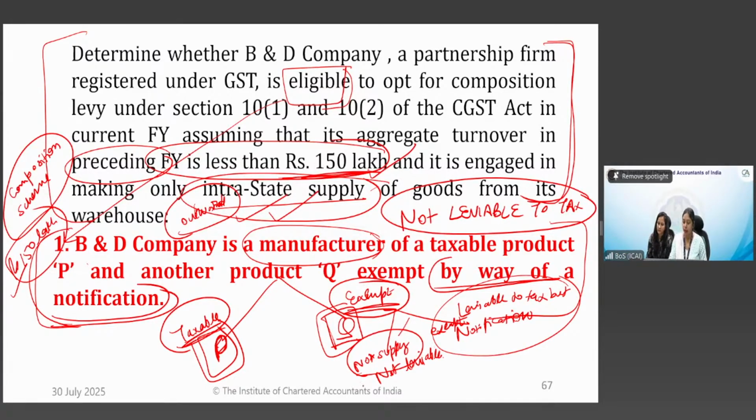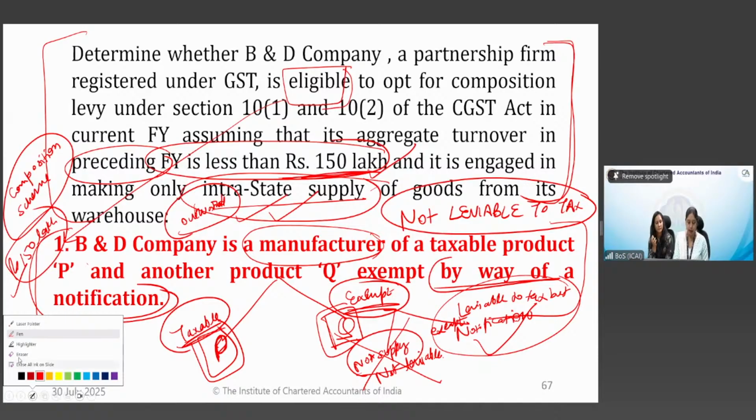So what is barred from composition scheme is this, but this is not barred. अगर आप leviable to tax हो but afterwards by way of notification your supply has become exempt, in that case composition scheme is not disallowed or composition scheme is not ineligible. That is the important point you should remember.